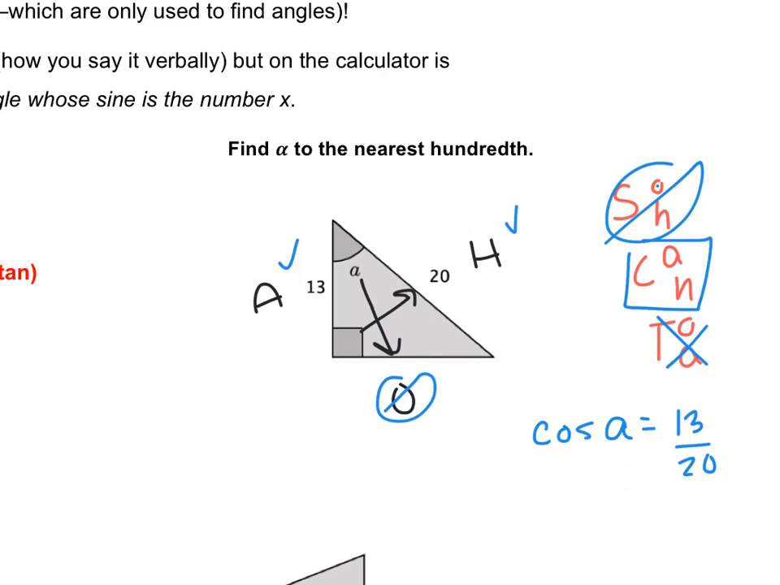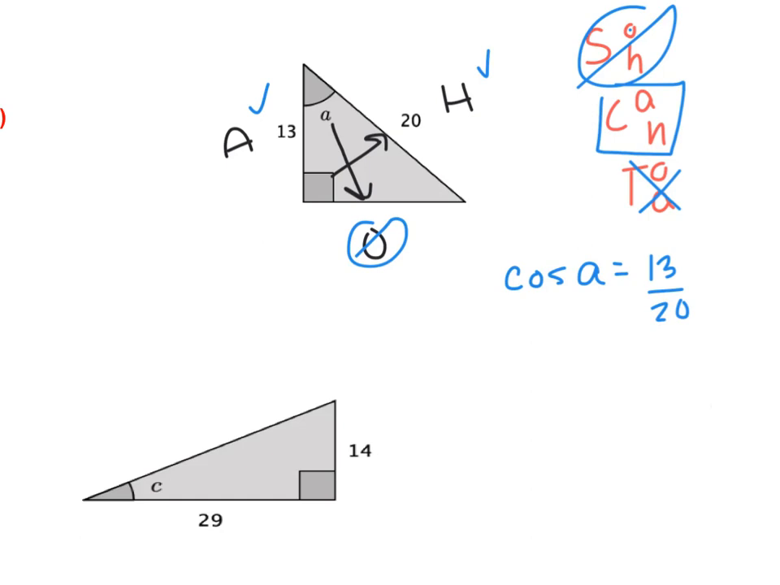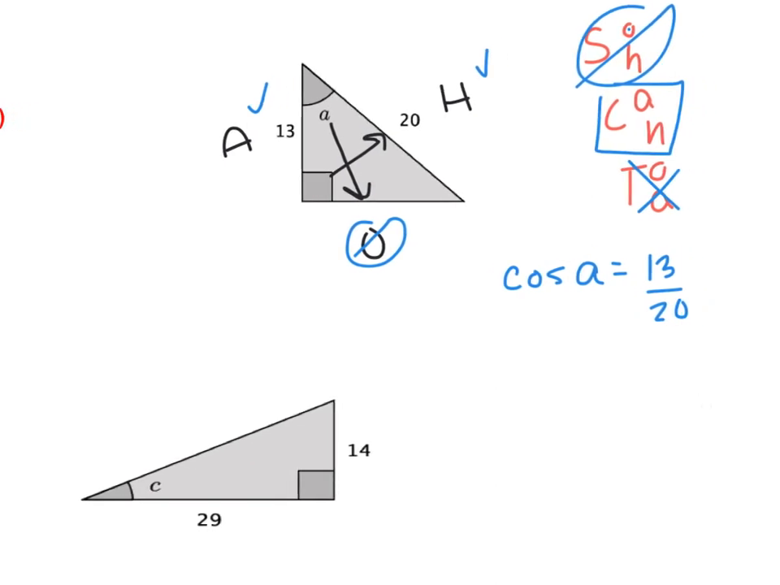Now I need to solve for A, but the thing is I can't divide by a cosine because cosine isn't a number. Cosine is a function. So to get rid of my cosine, I'm going to be doing a little nifty trick. And this you can't do in your head or by hand, you need to do this on a calculator. You simply get rid of your cosine by taking the inverse of it. So I'm taking the inverse, I get cosine to the -1 of 13 over 20.